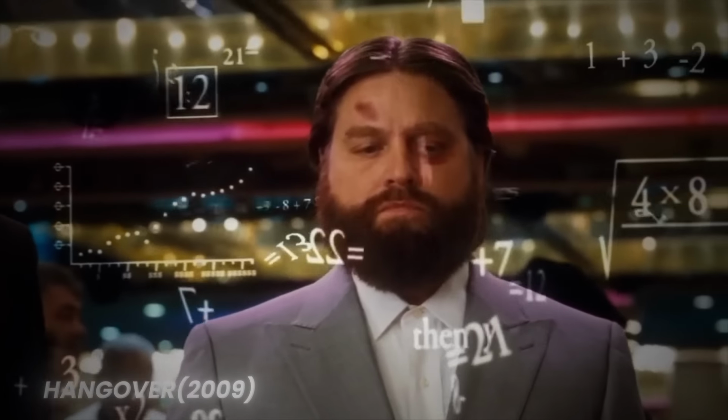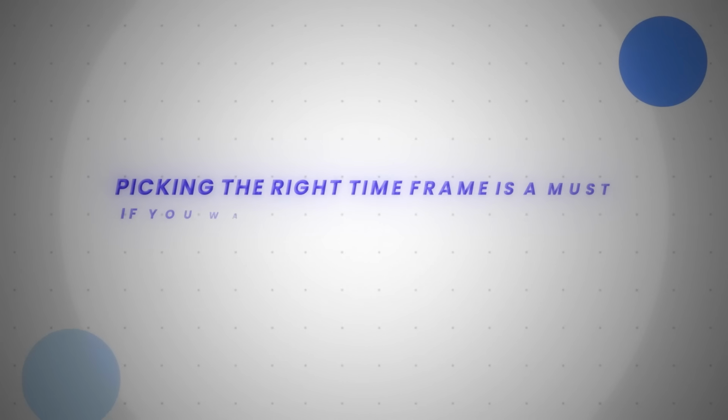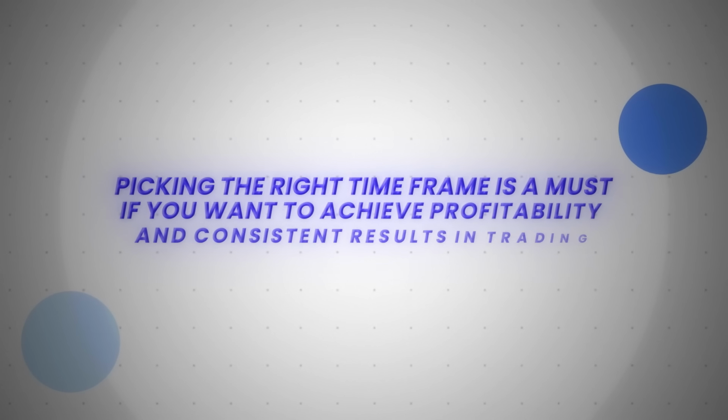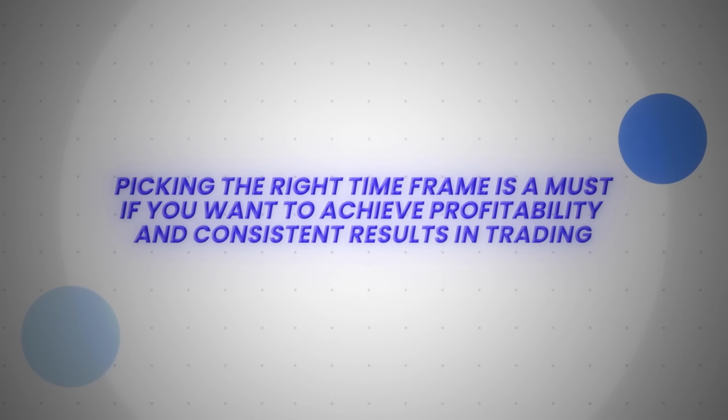As you can see, this is not rocket science. It's about reading what the market is actually showing you and trading in alignment with where the real money, via volume, is positioned. Cool. So these are indicators that are proven to work, but only if you're trading at the right levels. Picking the right time frame is a must if you want to achieve profitability and consistent results in trading. And here's how I do it.